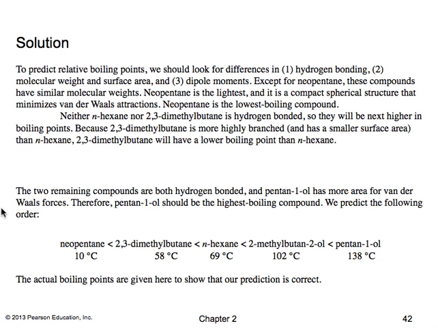The two remaining compounds are both hydrogen bonded. Pentan-1-ol has more area for van der Waals forces. Therefore, pentan-1-ol should be the highest boiling compound. So we predict the following order: neopentane having the lowest boiling point to pentanol having the highest boiling point. And the actual boiling points are given below.